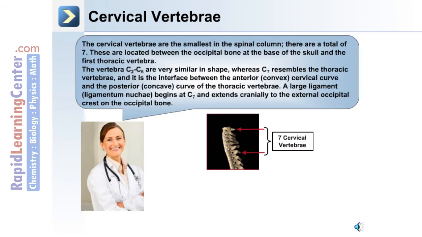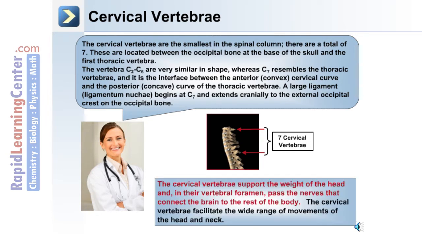The cervical vertebrae are the smallest in the spinal column. These are located between the occipital bone at the base of the skull and the first thoracic vertebra. The vertebrae C2 through C6 are very similar in shape, whereas C7 resembles the thoracic vertebrae. It's in the interface between the anterior or convex cervical curve and the posterior or concave curve of the thoracic vertebrae. A large ligament known as the ligamentum nuchae begins at C7 and extends cranially to the external occipital crest on the occipital bone of the skull.